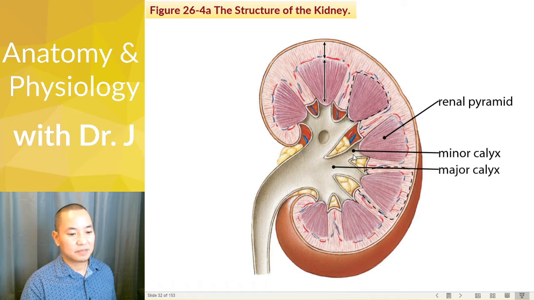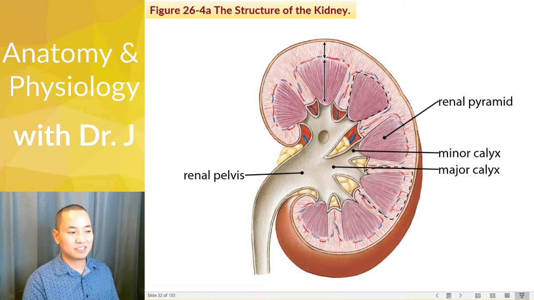And then it ends up in a major calyx, major and minor. This major calyx is bigger. And then it ends up at the renal pelvis. Notice that there's a little bump right here in the kidney, just like the lymph nodes. It's called a hilum. Whenever you have a bean-shaped structure, that little indentation is called a hilum. The pelvis is right here in that little indentation in the kidney. And then it finally ends up in the ureter.